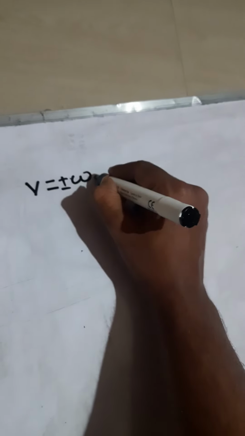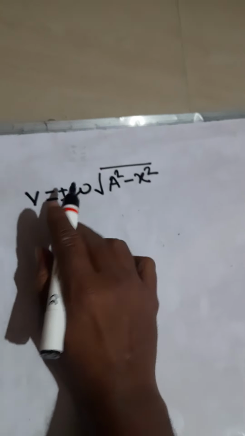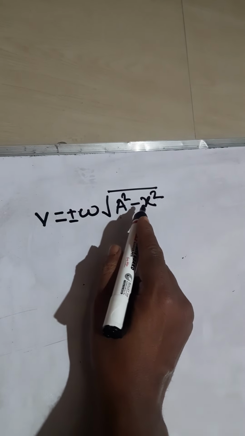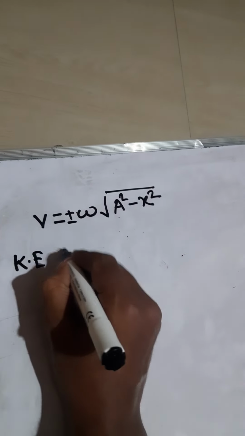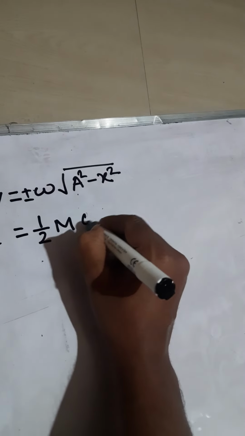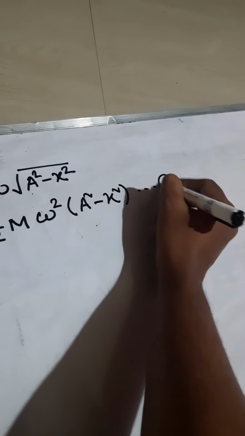So, let's start. We know that the velocity of a body executing simple harmonic motion is given by v equal to omega plus minus root over a square minus x square, where omega is the angular frequency of the body, a is the amplitude and x is the instantaneous displacement. Now, kinetic energy, if the mass of the body is m, will be half m v square. That means half m omega square bracketed a square minus x square. This is our equation number 1.